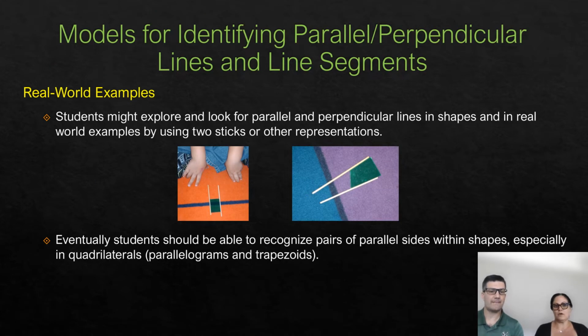A great real-world example of modeling parallel and perpendicular lines and line segments. You could have students using 2 sticks, or other representations, might be spaghetti, could be anything you want, straws, for students to be able to recognize pairs of parallel sides within those shapes, especially in the quadrilaterals. It just helps them to extend those line segments into lines, so they would see if those lines would eventually ever cross or not.